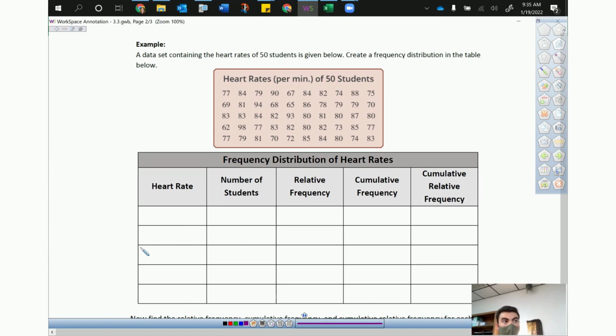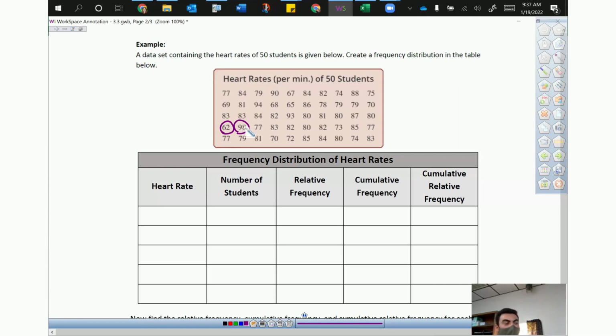Then to determine the class width, we need to take the maximum value and subtract the minimum value and divide it by the number of classes that we want. So here's what I want you to do. If you look at these values, clearly they're not in numerical order. So I want you to take a minute and find your minimum value and circle it, and your maximum value and circle it. I'll wait while you get that done. So we have a minimum value and our maximum value.